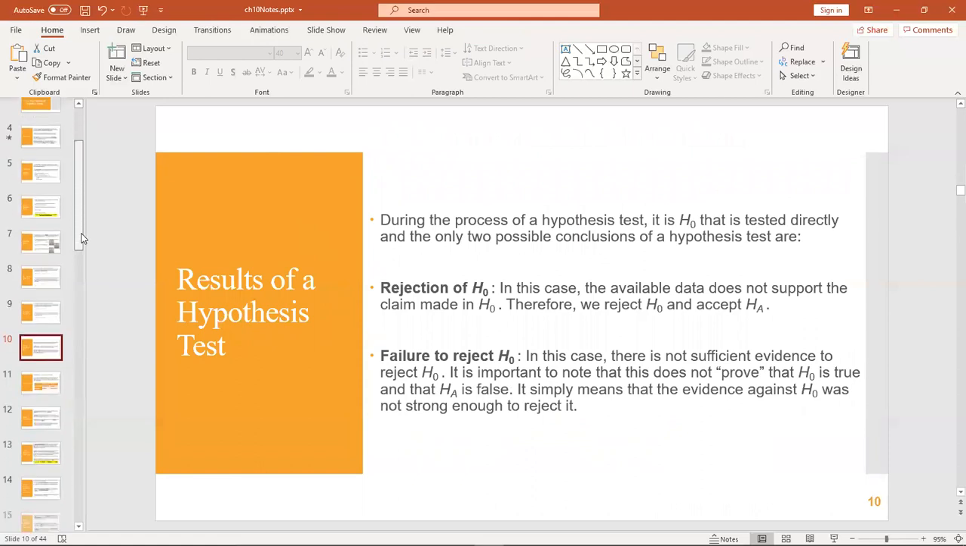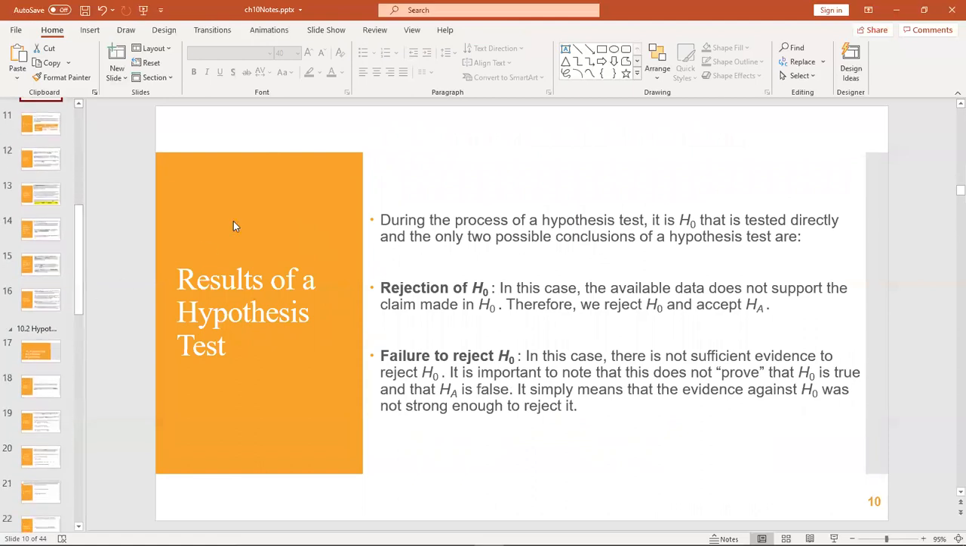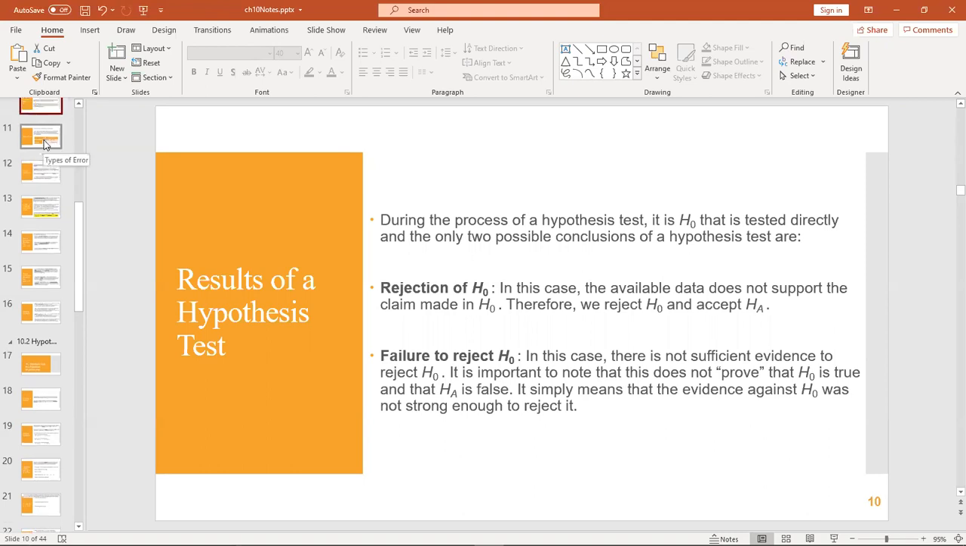So during the process of a hypothesis test, H0 is the one that's tested directly, and there's two possible conclusions. Either you reject, or technically speaking, you fail to reject. So you could say you accept the alternative hypothesis, but strictly speaking, you're failing to find evidence that it's true, which is not quite the same thing. But anyway, so you either reject H0 or you fail to reject H0. Those are the two possible outcomes.